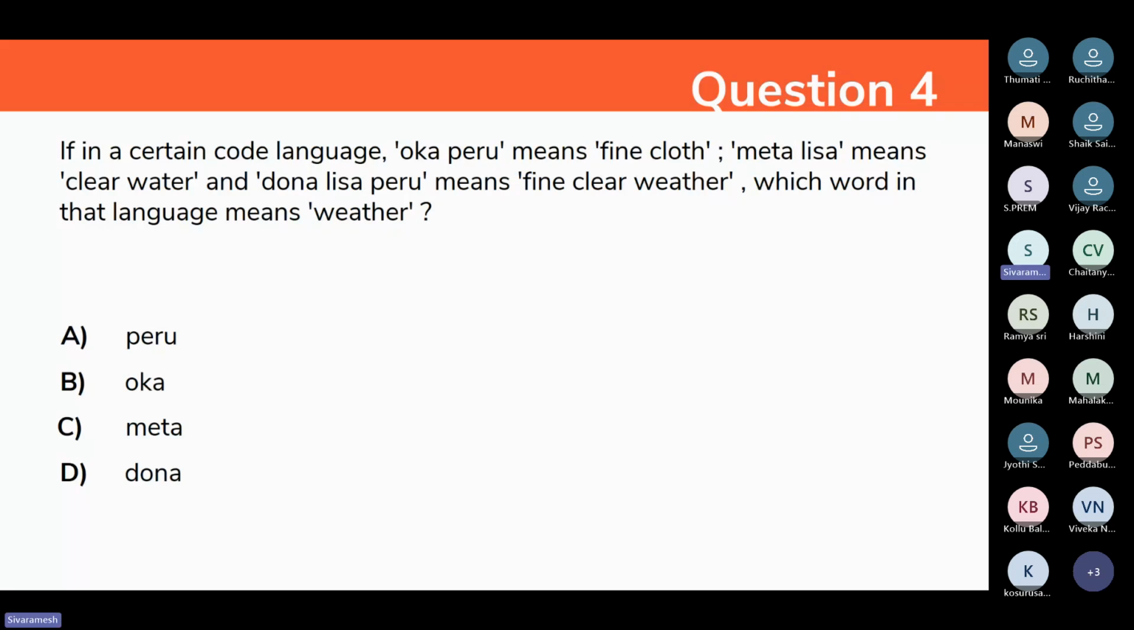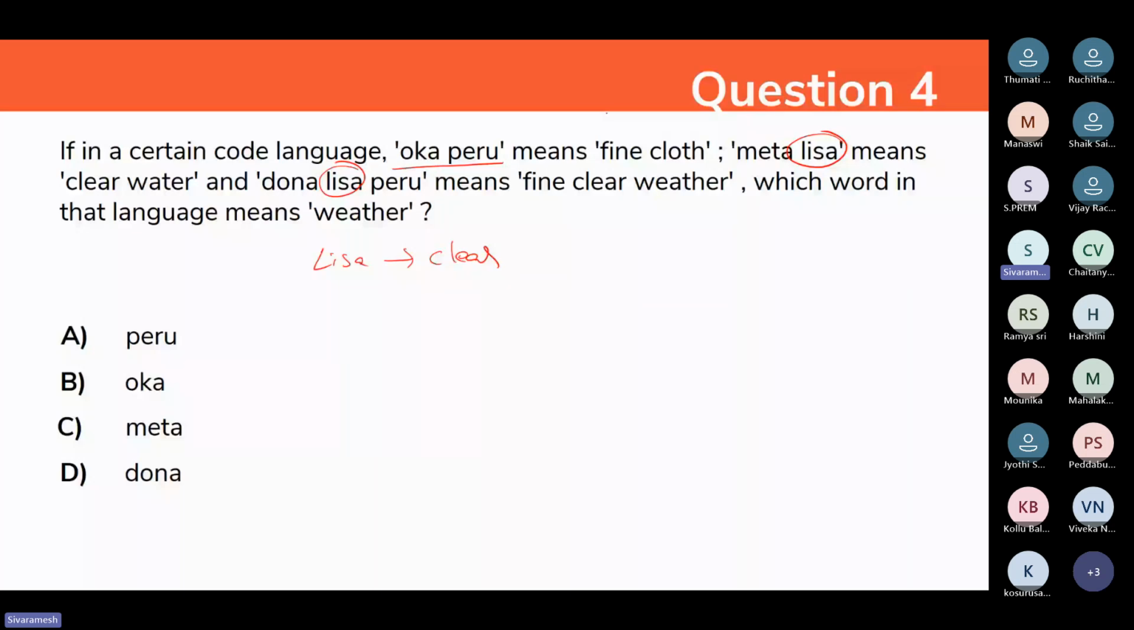Same logic, ma. In the previous question, they gave number to word logic. Here, it is word to word; we should match common word to common word. Here they mentioned that Oka Peru means fine cloth. Meta Lisa means clear water. Dona Lisa Peru means fine clear weather. If you observe, I can find Lisa here and here. So obviously there should be one common word. Lisa and Lisa means clear water. Here we have clear. So Lisa means clear.